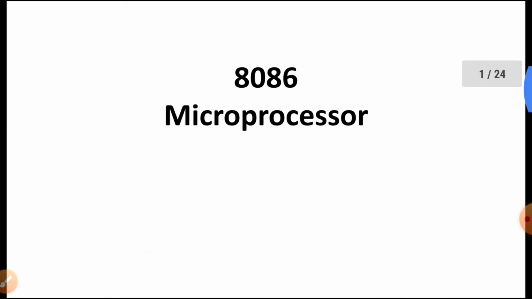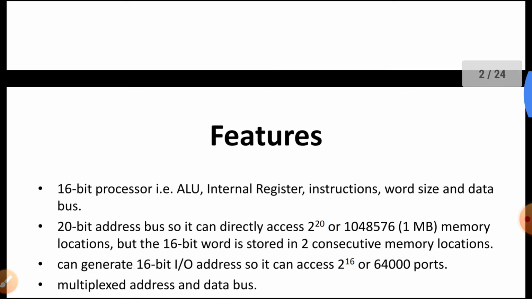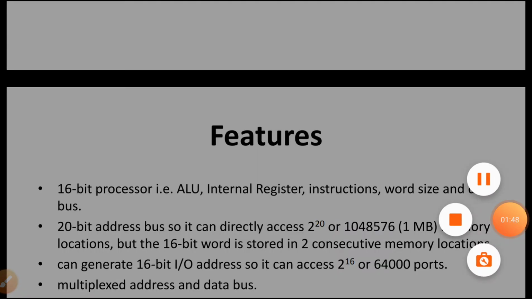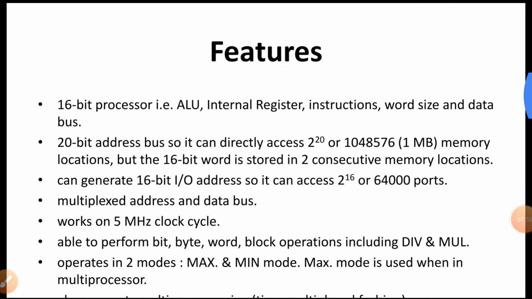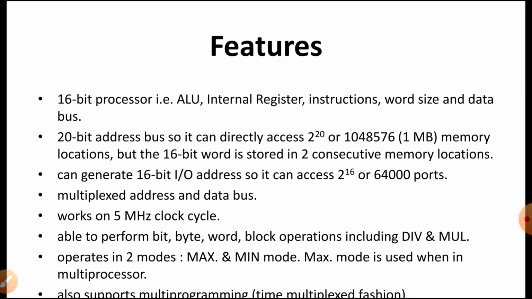So, the 8086 processor has many features. As far as the features of the 8086 are concerned, it is a 16-bit processor in comparison to the 8-bit 8085. It means it is capable of processing 16 binary digits at a time, whereas the 8085 was able to process only 8 bits at a time. So, the number of bits processed has increased, so it is more capable than the 8085.